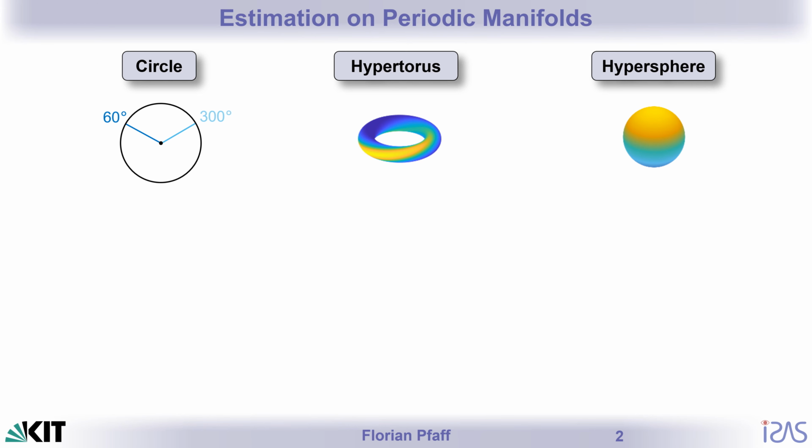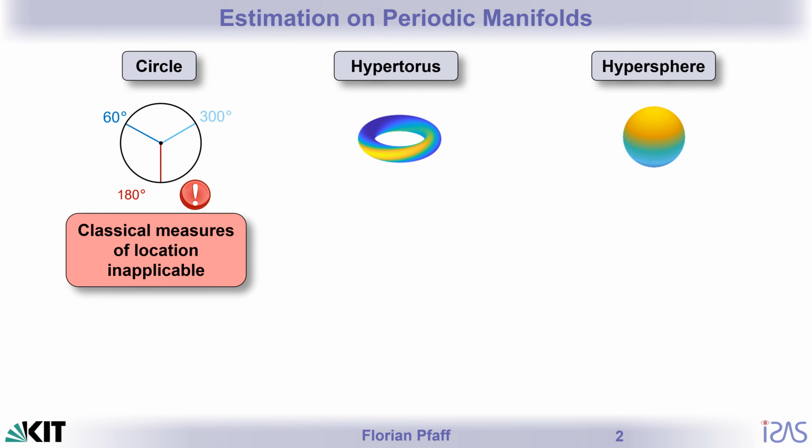If you have two measurements, one at 60 and one at 300 degrees, then taking the normal mean would give 180 degrees, which is not what you want. You would want 0 degrees here.